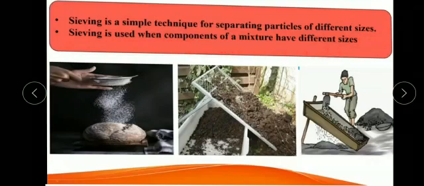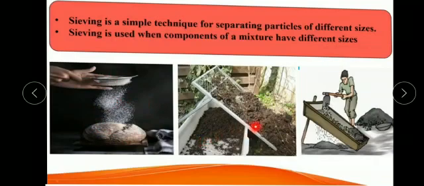Sieving तभी use होगा जब आपको particles को अलग करना है जिनके size different हैं. Okay, so suppose your mother is sieving atta, fine particles of flour or atta will pass through the sieve. And any impurities which are larger than the size of the atta remain on the sieve, वो sieve पे ही रह जाएगा. So we use it only when the components of the mixture have different sizes.